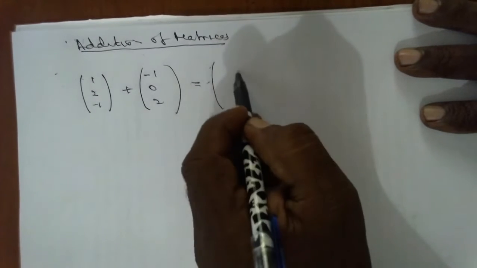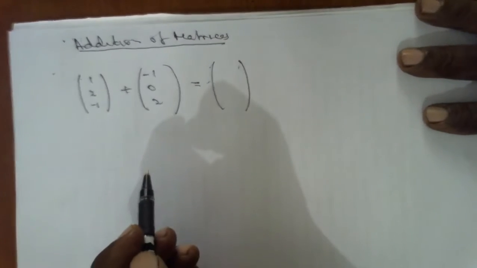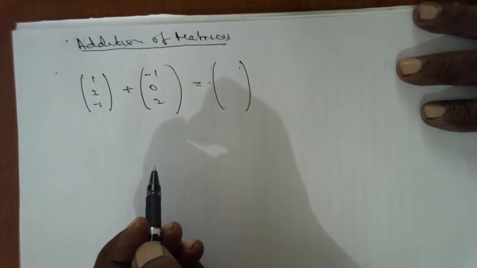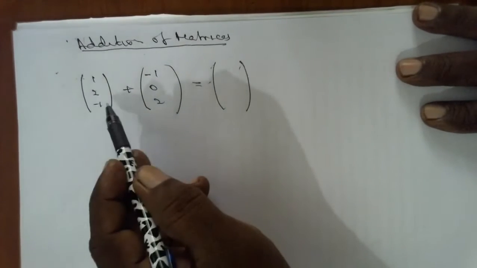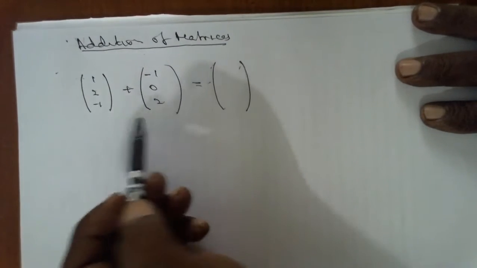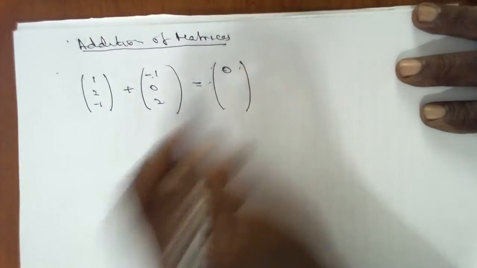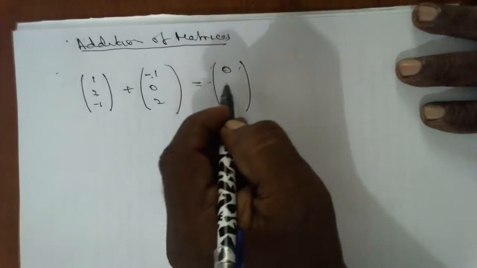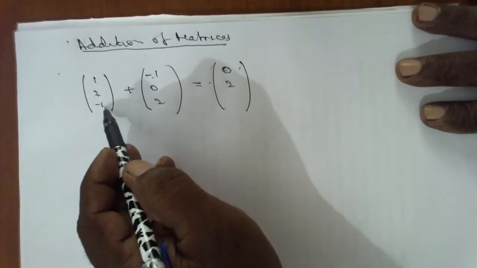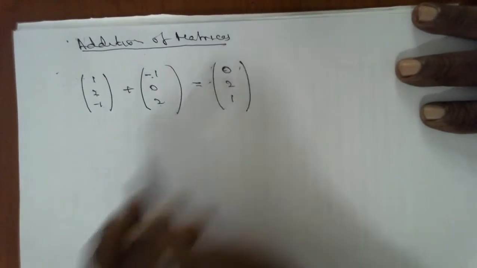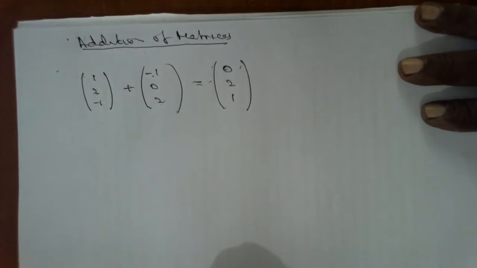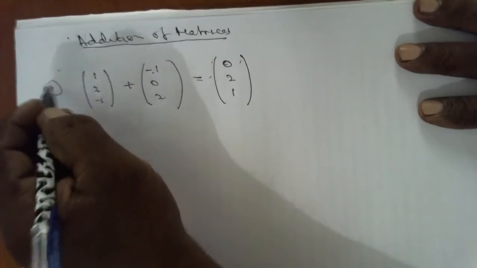How do you add these two matrices? Just add the corresponding elements. 1 plus minus 1 is 0. 2 plus 0 is 2. Minus 1 plus 2 is plus 1, like that. This is addition of matrices, very simple.